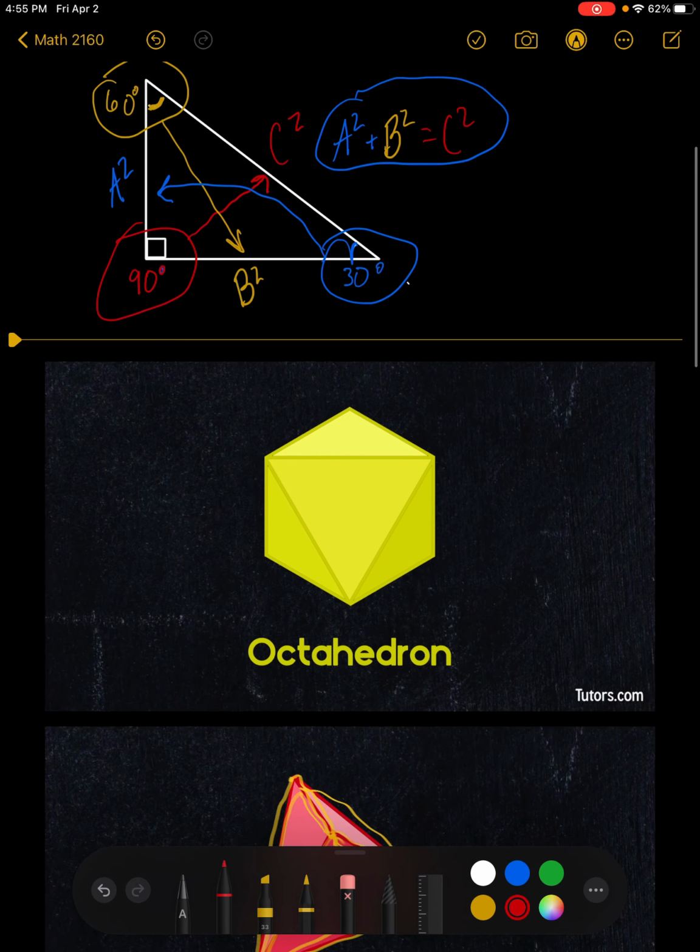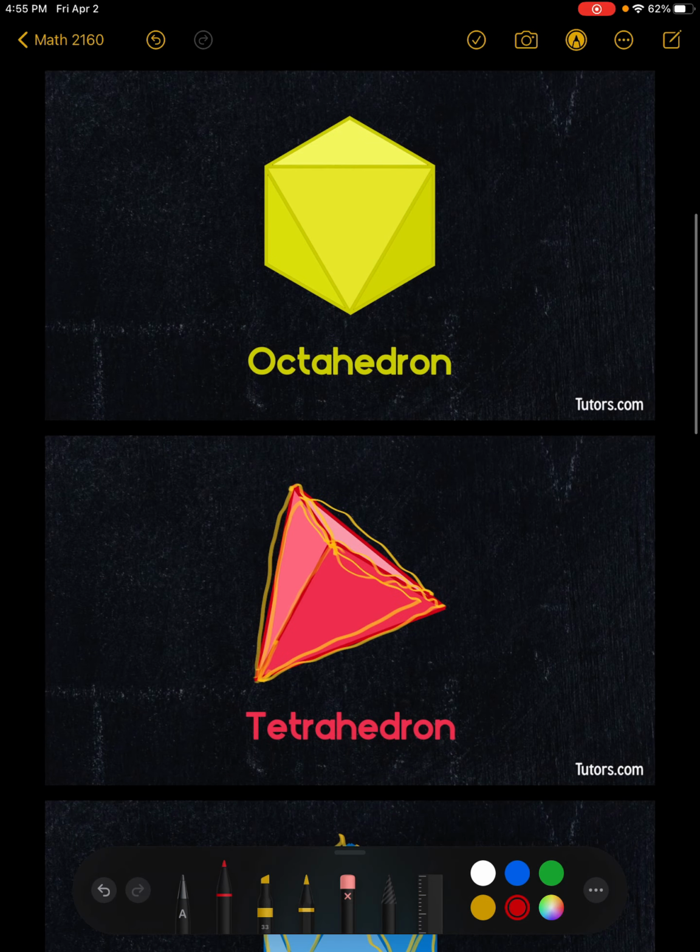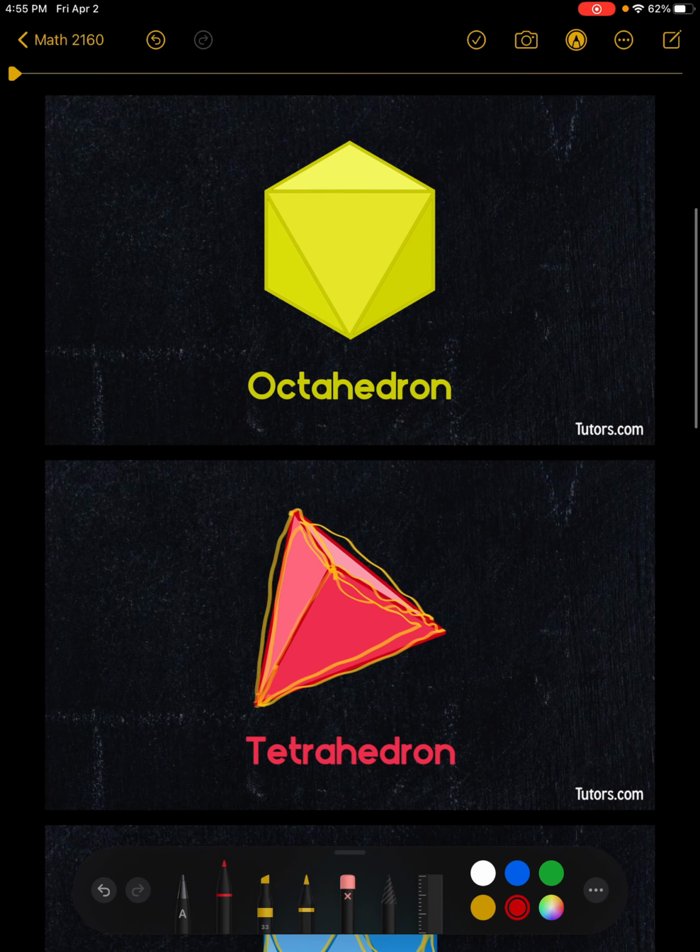Now for the octahedron, tetrahedron, and the icosahedron, they are all triangles, and what we want to talk about is how they are all three-dimensional and they have the congruent same shape. So they're all triangles, and they're all the same triangle, just made into a 3D shape. And they all have congruent vertices.